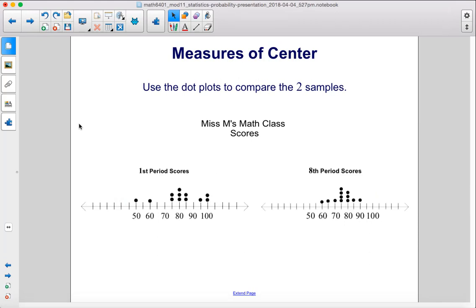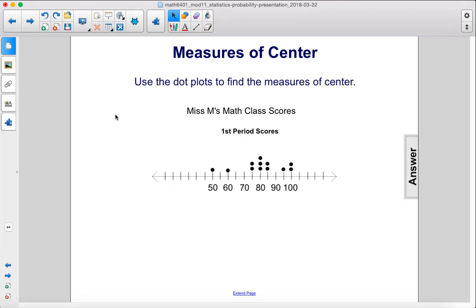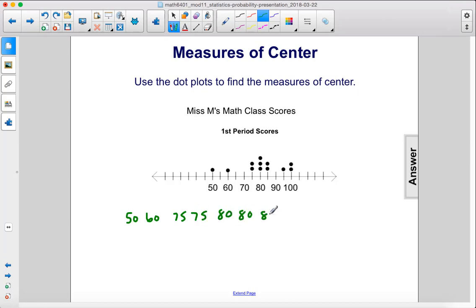Use the dot plots to compare the two samples. Here are the first period scores of Miss M's math class, and here are the 8th period scores. Use the dot plots to find the measures of center. Alright, so we have 50, 60, 75, 75, 80, 80, 80, 85, 85, 95, 100, and 100.